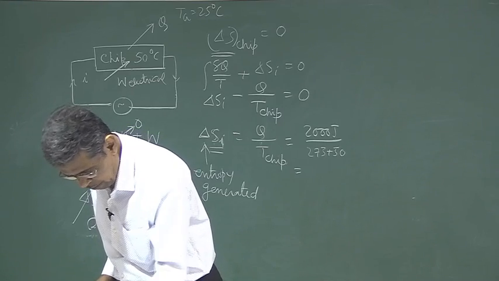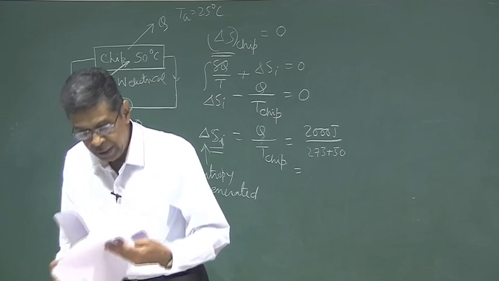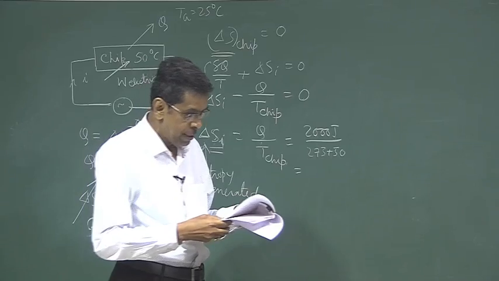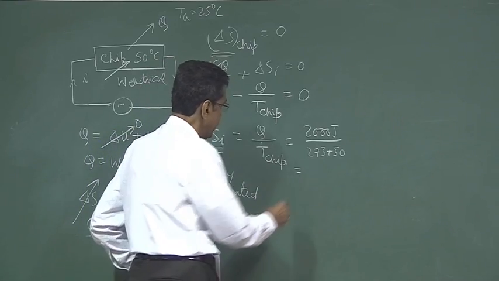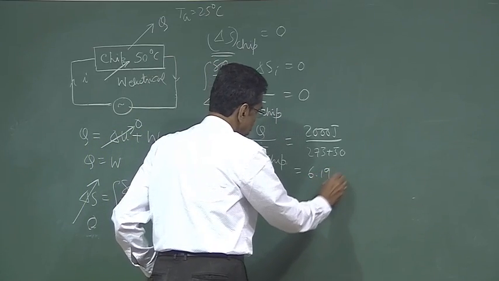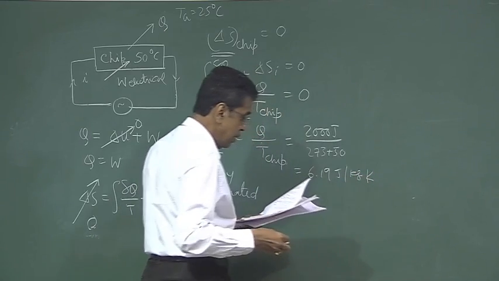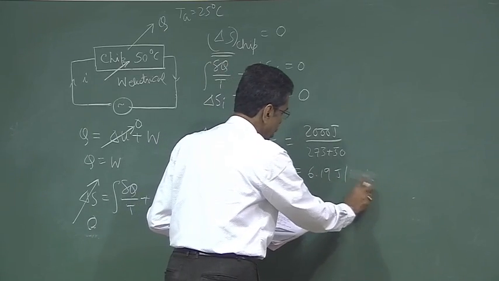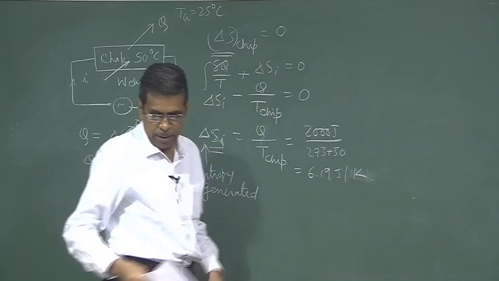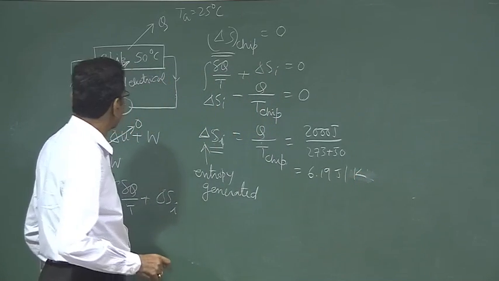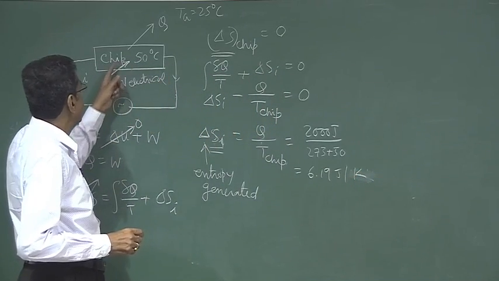You can find out the value of the entropy generated in the chip is 6.19 joule per K. Sorry, not per kg, joule per K. I am sorry, joule per K. Okay, now what is the entropy generated?